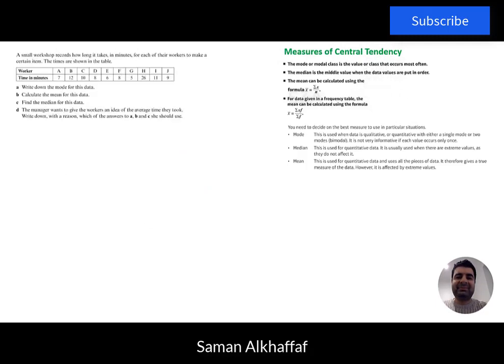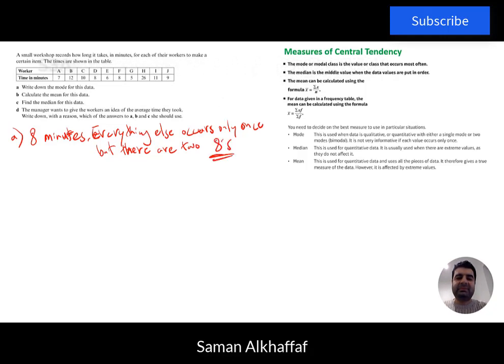In this example, a small workshop records how long it takes in minutes for each of their workers to make a certain item. The times are shown in the table, so each worker and the time it takes for each worker. So first we need to find the mode for this. For part A, the mode is 8, and this is why. We look at the most frequently occurring value. In this scenario, we have 2 8s.